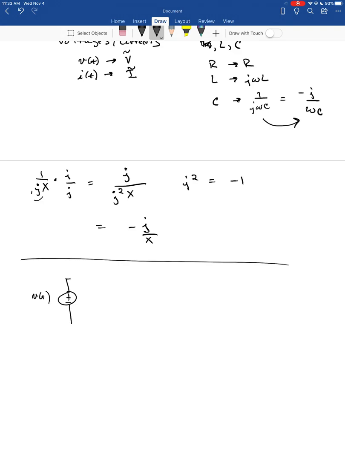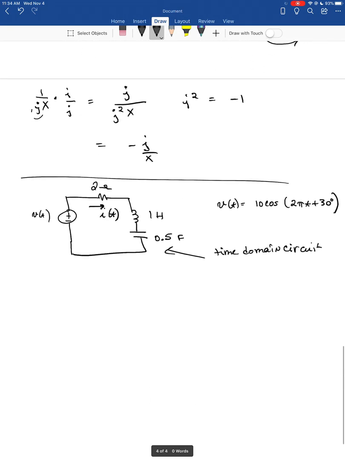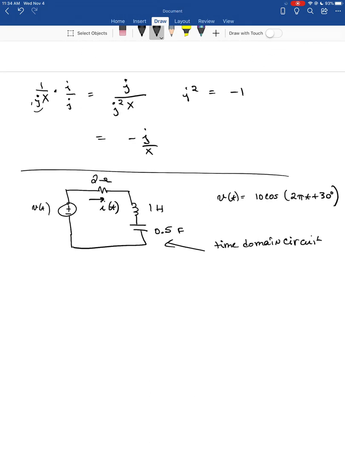All right, so a brief illustration on how we might use this. So here's V of t. Let's just make an RLC circuit here. And we're going to let V of t be, we'll use our same voltage we've been using, 10 times the cosine of 2 pi t plus 30 degrees. Okay, so this illustration is what we refer to as a time domain circuit. And let's define an I of t here.